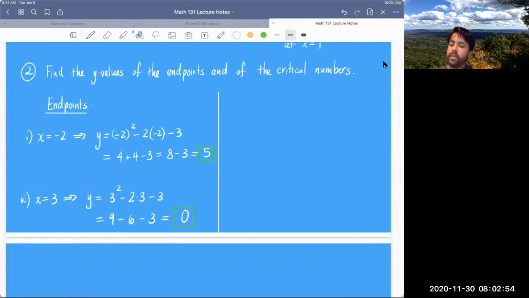So I did my endpoints, but now I want to look at the critical number. And I only have one, so that's good. So my critical number is x equals 1. So again, what do I do? I plug it in, right? y is equal to 1 squared minus 2 times 1 minus 3. So I get 1 minus 2 minus 3, and I get negative 4.